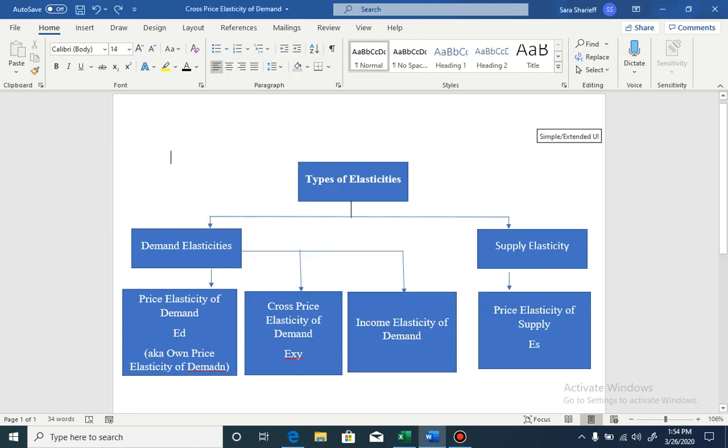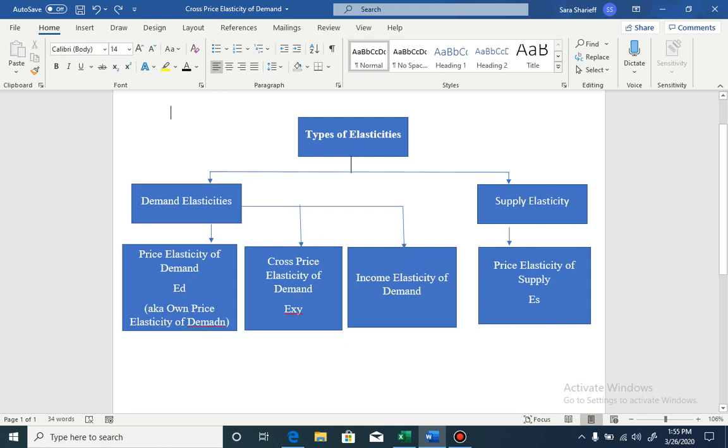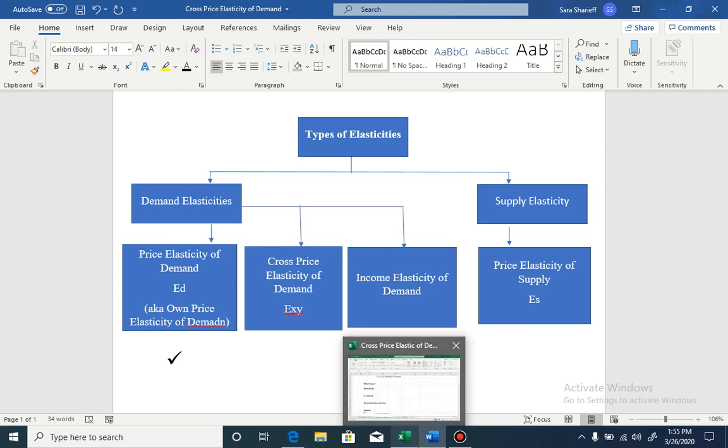Alright, now let's begin our next topic. I have already told you there are two types of elasticities, demand elasticities and supply elasticity. Demand elasticity is further categorized into these three categories: price elasticity of demand, cross price elasticity of demand, and income elasticity of demand. So far we have studied one type of demand elasticity, which is price elasticity of demand. Now we are going to begin our discussion on cross price elasticity of demand.